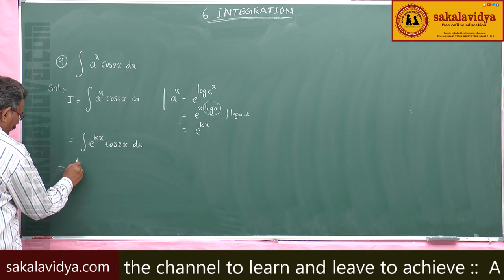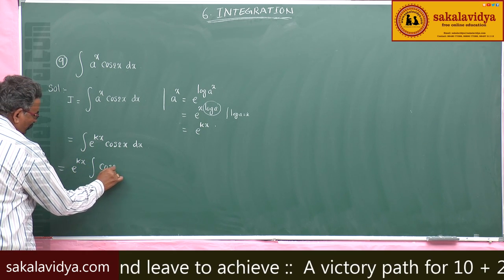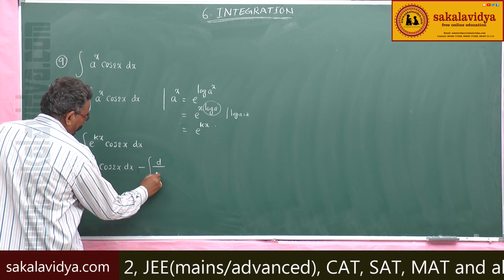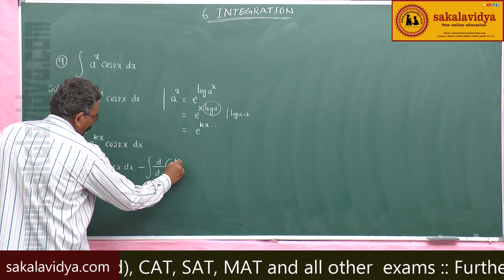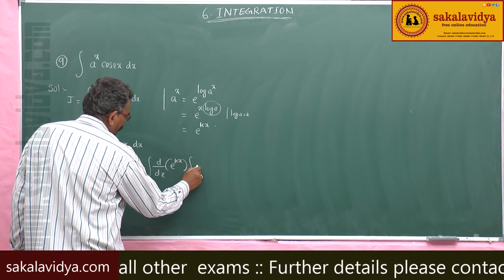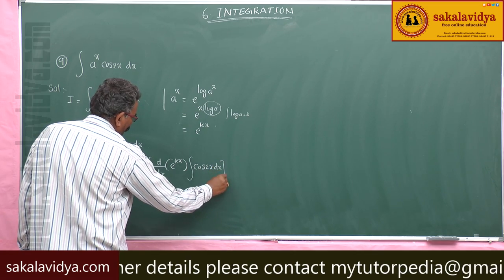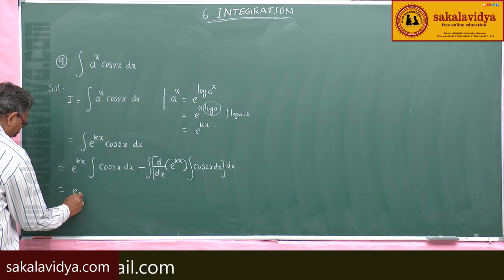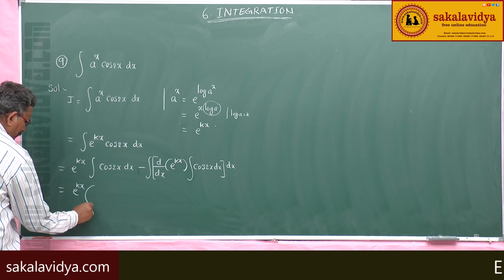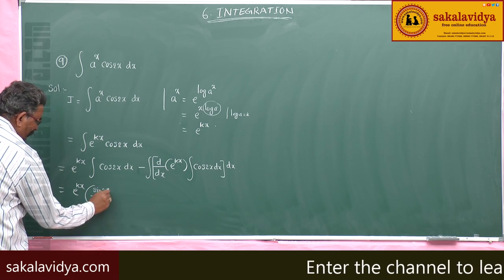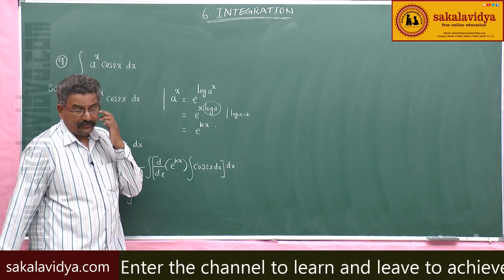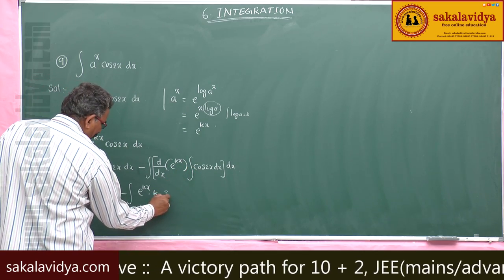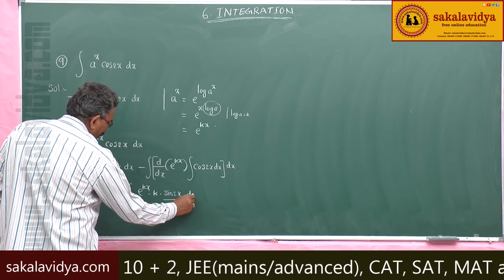e power kx is the first function and integral of the second function is cos 2x dx, and minus integral of the derivative of e power kx times integral of cos 2x dx, and whole dx. Okay, e power kx, this is sin 2x by 2 and minus integral, what is the derivative of e power kx? That is e power kx into k. Integral of this one is sin 2x by 2 dx.